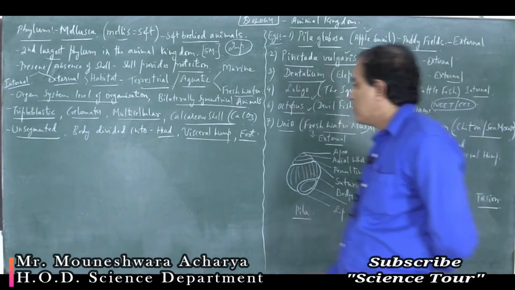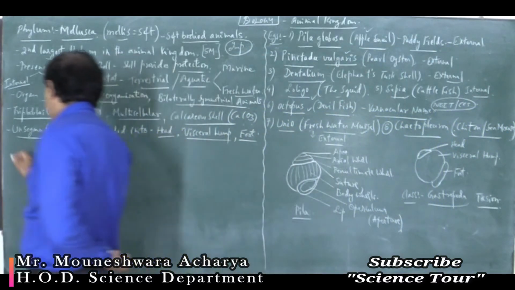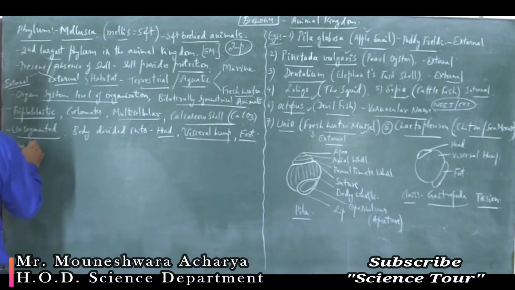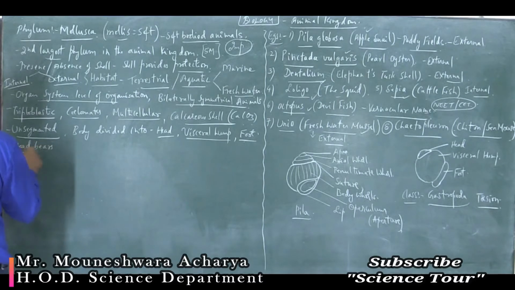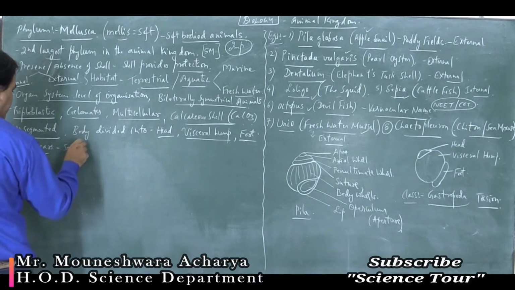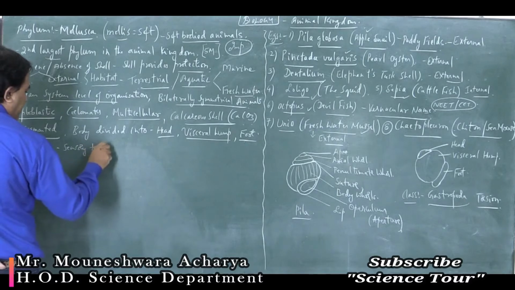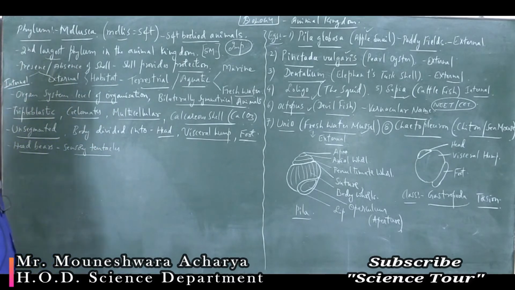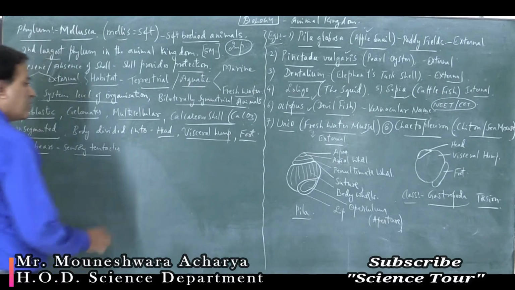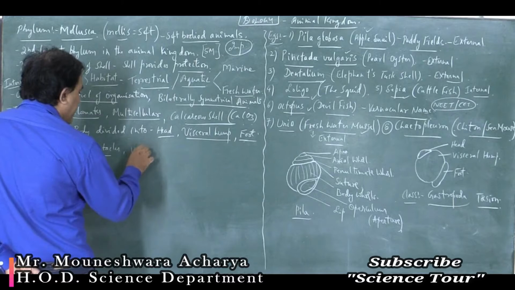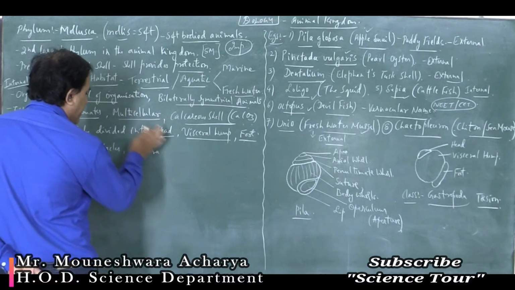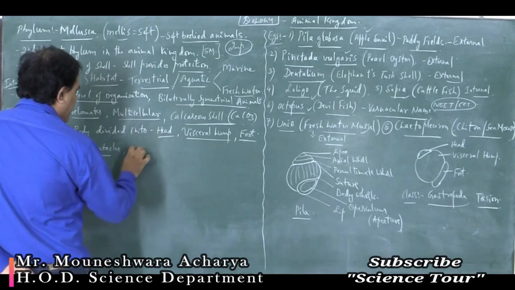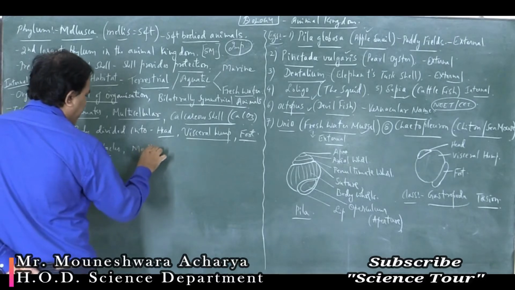Okay. So if you see the head region, the head bears sensory tentacles, like your sense organs. It helps to sense the disturbances found in the environment. So it has got sensory tentacles. Then the visceral hump, before that, the mouth, head contains mouth.